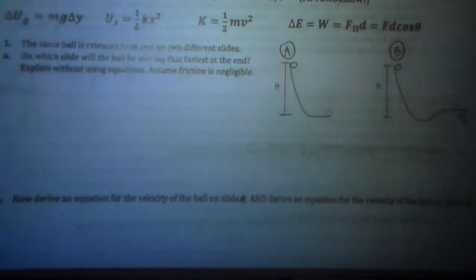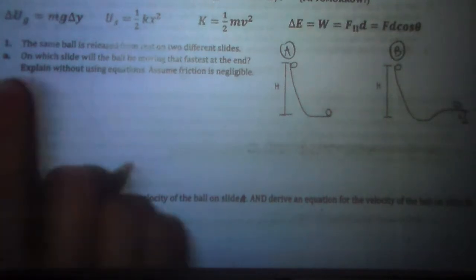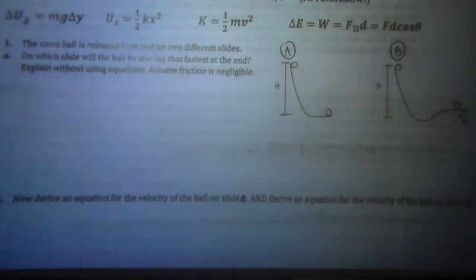First one, we have the same ball. It's released from rest on two different slides. And we want to know which one is the ball going to be moving fastest at the very end. So right here versus right here. We're not going to derive an equation, and friction is negligible, which means energy is conserved.